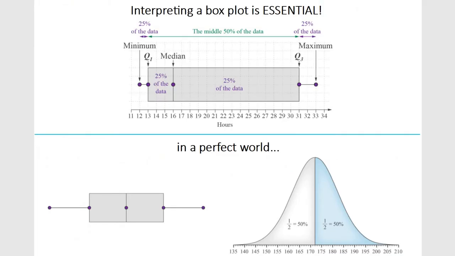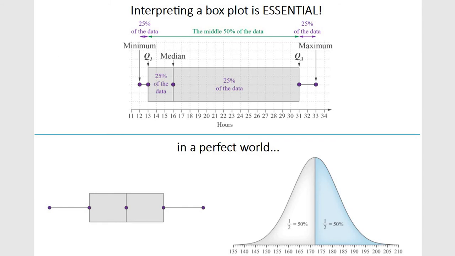All right. Knowing how to interpret a box plot is super duper important. It tells you everything you need to know about your data, how the spread of the data looks. In a perfect world, we would have all even quartiles, evenly spread out, the median directly in the middle. We'd have kind of this bell curve. Everything is 50-50. It's normal, perfect.